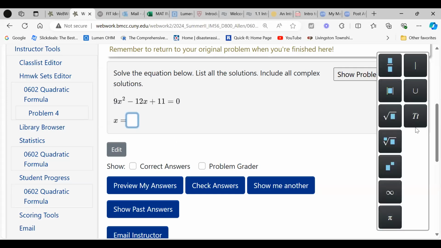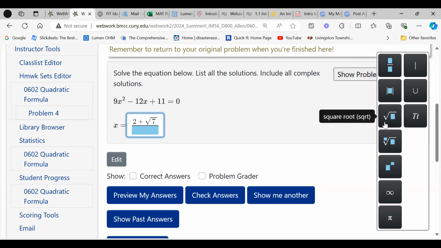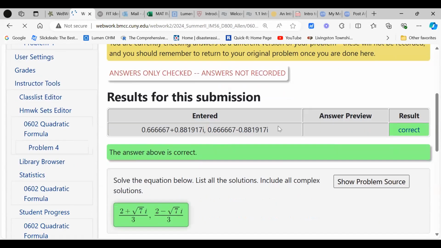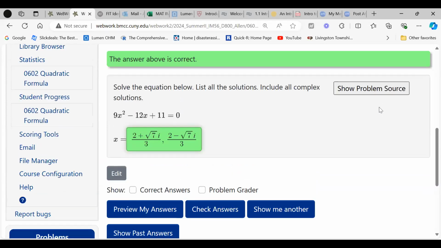So this time I'm going to try to put in 2 plus radical 7i over 3, as a fraction, and see if that works. And the other one will be the opposite, with the minus in the middle. See if this answer works. It does, actually. If you put it this way, it also works. That's fine.